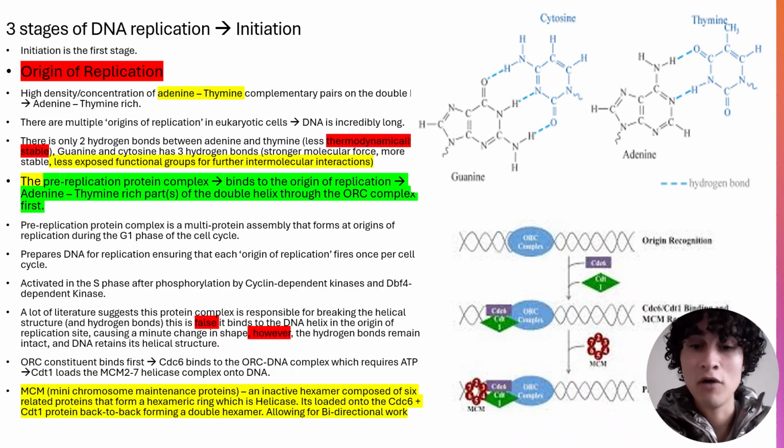that results in a conformational change of the CDC6 constituent, and that allows for the CDT1 to load on top of that, and it's the loading of the CDT1 that allows for the MCM2-7 dimer to be loaded on top of that, and it's essentially like this loading platform for our helicase enzymes to offload and start breaking that double helix.